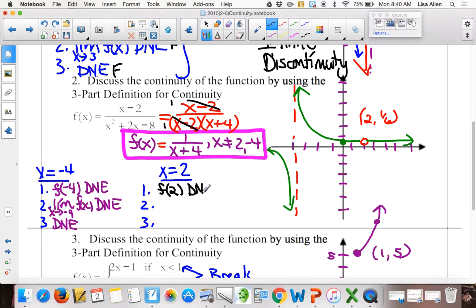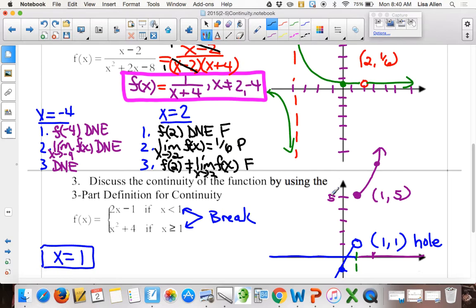Then at x equal to 2, for the first criteria, f of 2 does not exist. So already we know we don't have continuity, so we have a fail on that one. Then the limit as x approaches 2 of f of x is equal to 1/6, but the third one fails because f of 2 is not equal to the limit as x approaches 2 of f of x. So we have two failures and one pass, which is the situation we often have for point discontinuity.